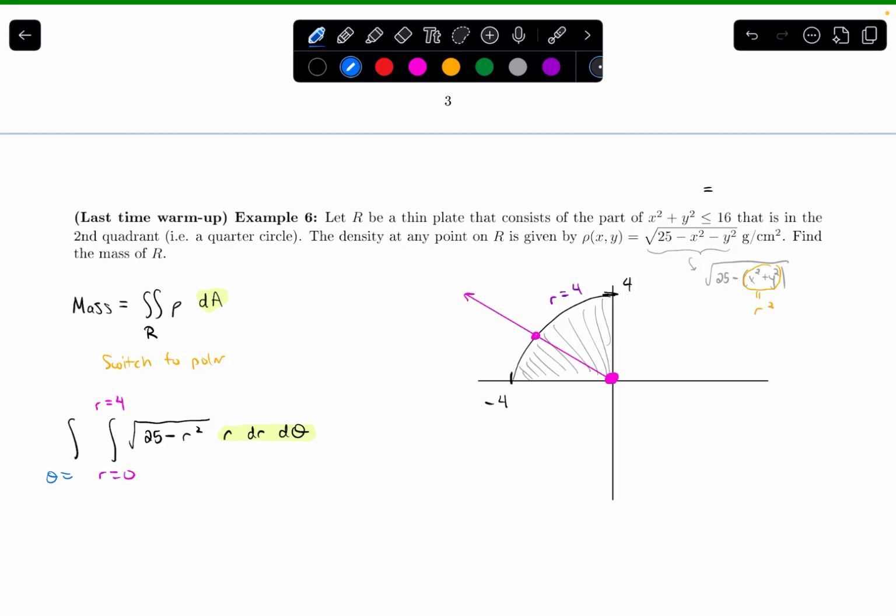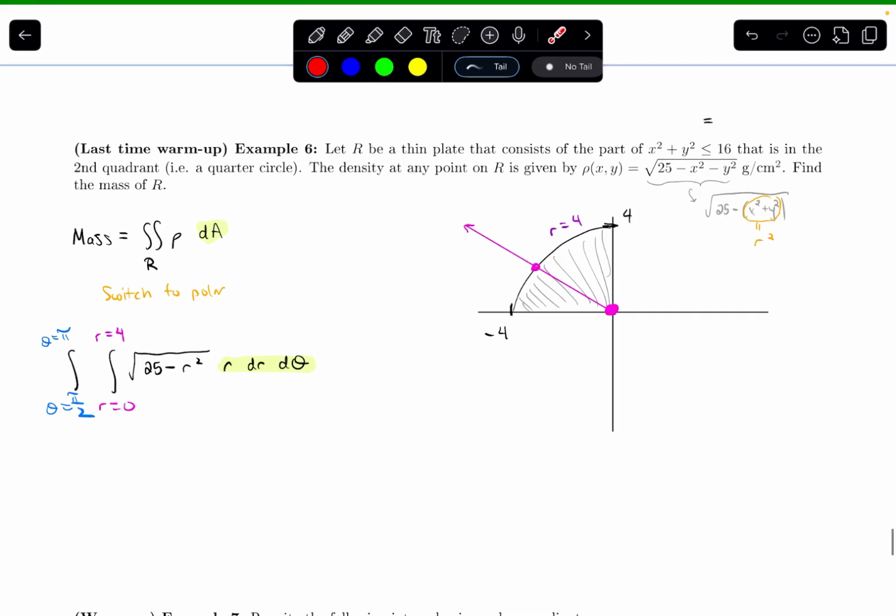So over here, theta is pi over 2. That's where we start. And then where we end on this edge, it's pi. Theta equals pi. Nice. So it turns out that this function now, because this square root is getting multiplied by r, is just way simpler to integrate than what I had before. Okay, so how can I do this double integral?